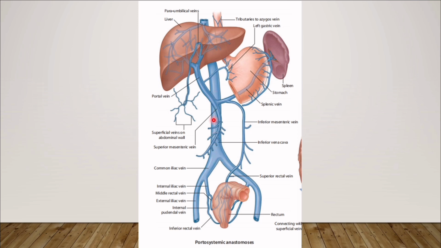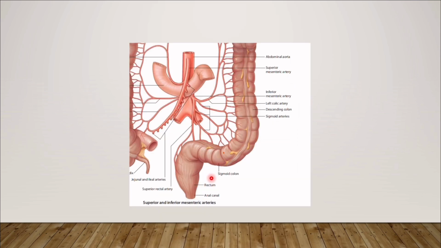So this is the systemic system, and this is the portal system. That's why we say that there is portal systemic anastomosis. If there is liver damage here, it means that blood is no longer draining freely into the liver. So blood will take another route into the systemic system, or into the inferior vena cava.